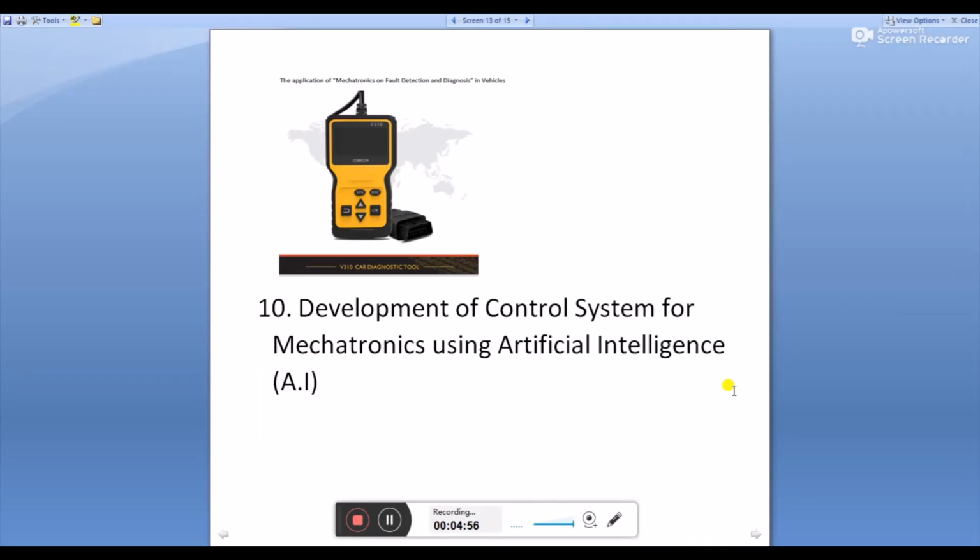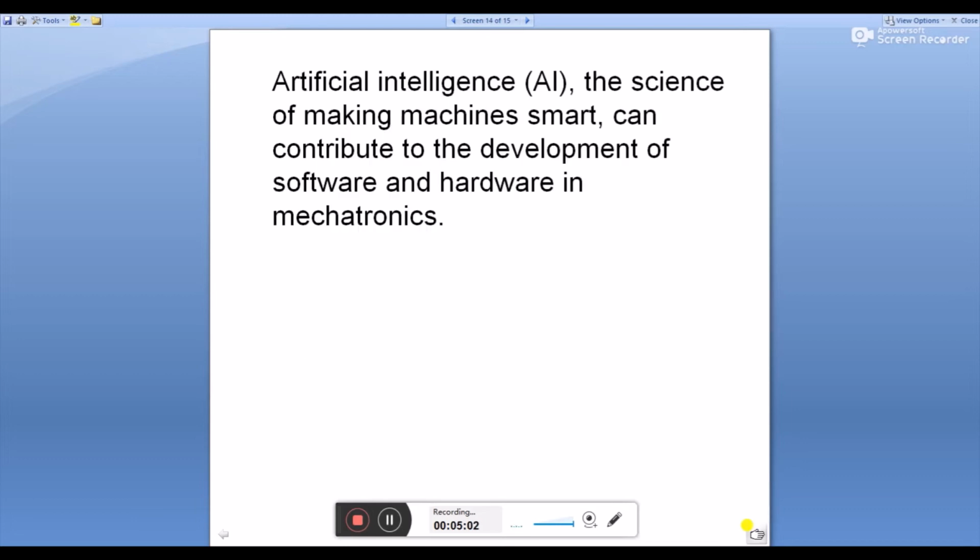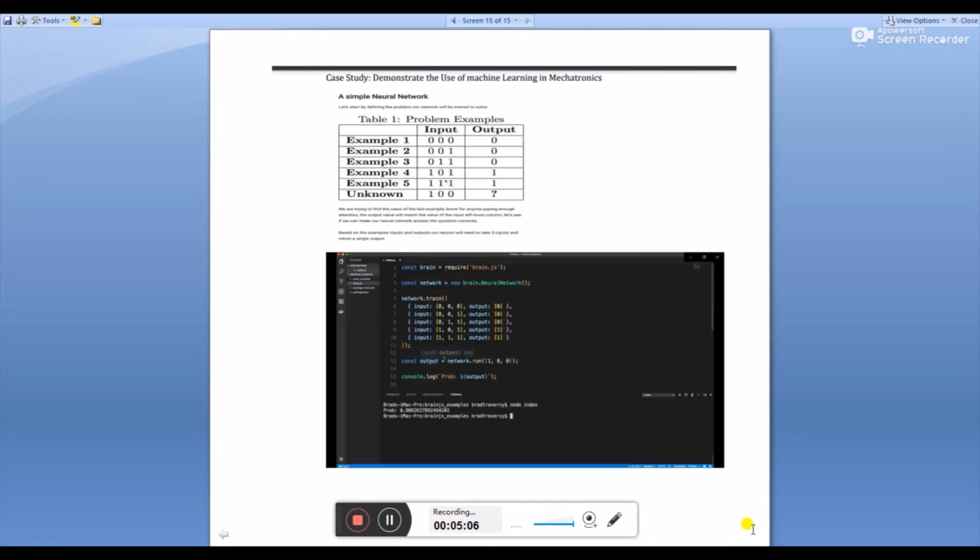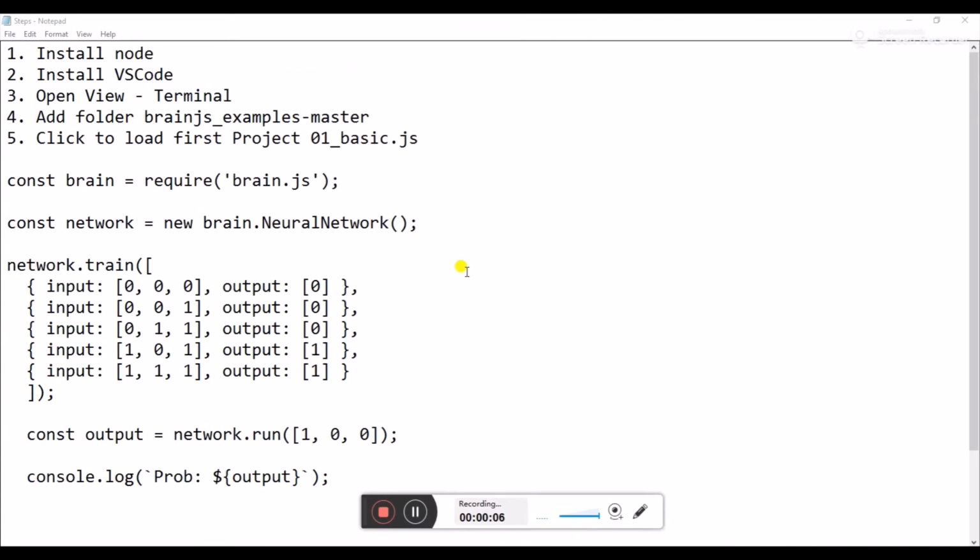Development of control system for mechatronics using artificial intelligence. Artificial intelligence is the science of making machines smart, and it can contribute to the development of software and hardware in mechatronics. And here we're going to demonstrate how this works. How to demonstrate the concept of artificial intelligence. And in this example, I will need to go through the following steps.